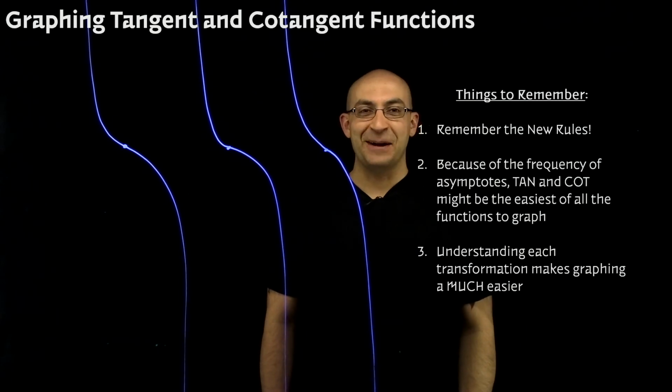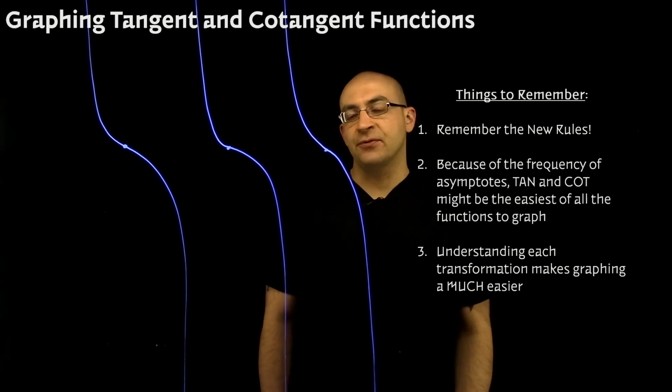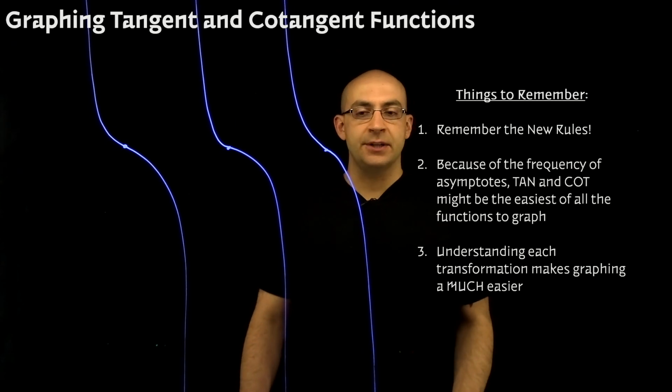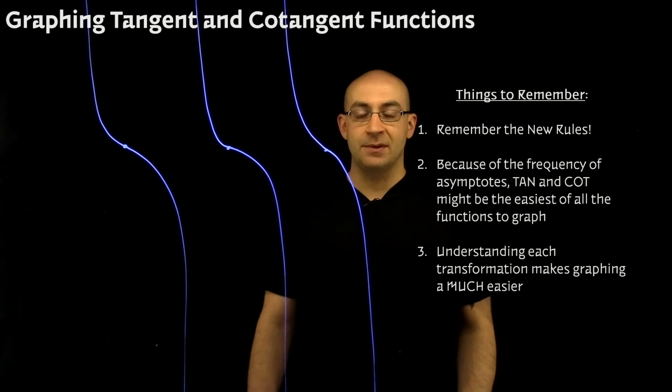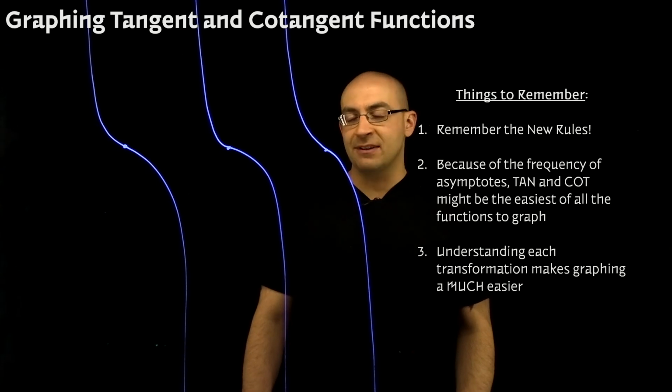Things to remember about this video. Number 1, I'm really bad at making tangent and cotangent lines. Number 1B, remember the new rules, right? They're actually less, and they're better. Number 2, because of the frequency of asymptotes, tangent and cotangent are probably going to be the easier functions to graph in relationship to the other 4. And then number 3, just like the other 2 videos about graphing, knowing transformations and understanding what happens on the graph makes this a lot easier.